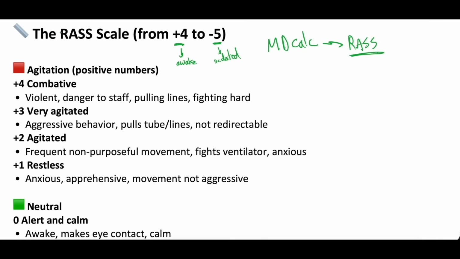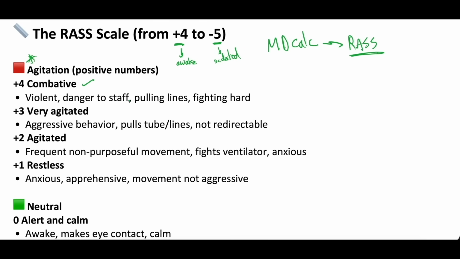So starting with positive numbers, the most agitated states, +4 is combative, right? This is a patient who's flailing, fighting, pulling lines, and coming off as a danger to themselves or staff, not because they're actually trying to hurt someone, but because they're so agitated, so delirious, so sick. So +4 is the highest, incredibly agitated and combative.